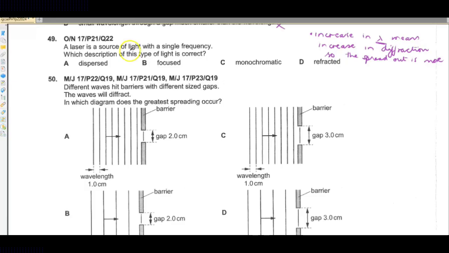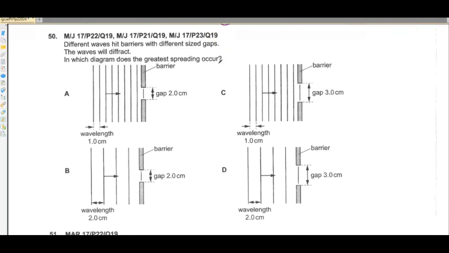A laser is a source of light with single frequency. Which description of this type of light is correct? If there is a light of single frequency, then we know that it is going to be a monochromatic light.